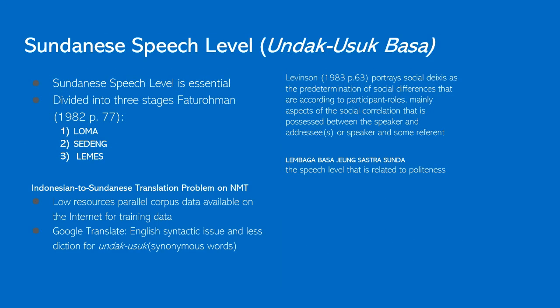So here, I'm going to give a little explanation about Sundanese speech level, or undak usuk basa. Using formality distinction in the Sundanese language is essential. The choice of words determines what speech level is used and is socially deictic. This is in accordance with what Levinson portrays in social deixis.